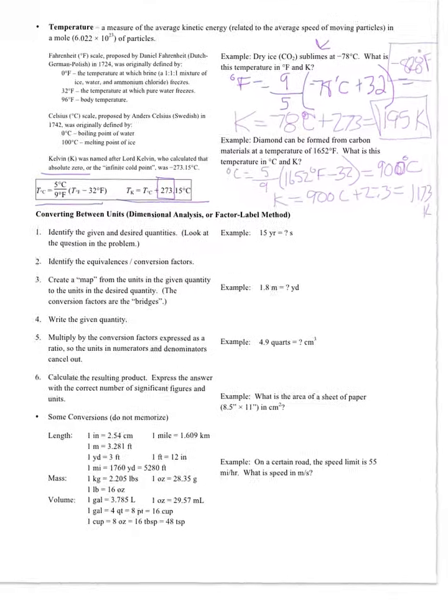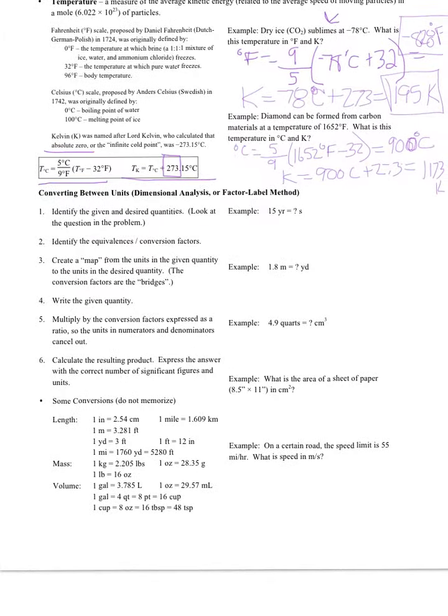Let's look at the notes for converting between units. This is what you did in the tutorial, and except for the last one, they let you just drag the conversion factors into their little boxes. So we're going to have to be able to do that on our own. It has some steps here. The important step is to identify the unit they give you and the unit you're trying to go to. Then you identify what conversion factors you need, so what things are going to get you from the given to the desired quantity. And then you're going to create a map.